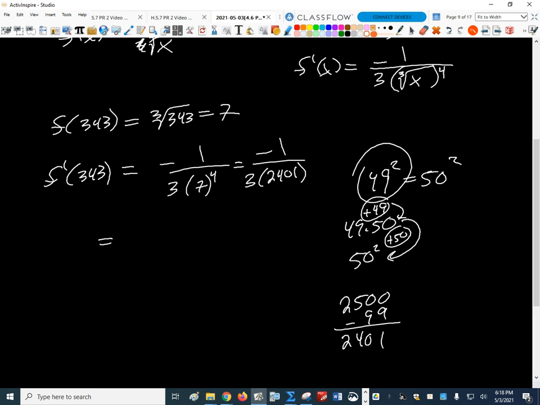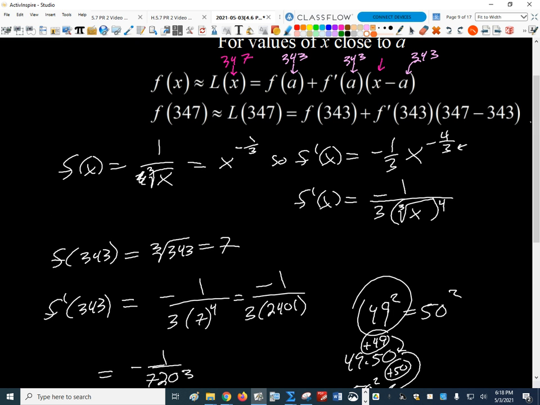Okay, so what's that going to be then? That's going to be 3 times 24 is 72. So I'm going to get negative 1 over 7203. And now I can take all this stuff and plug it into my linearization, right? So here, we'll just write these in terms of numbers.